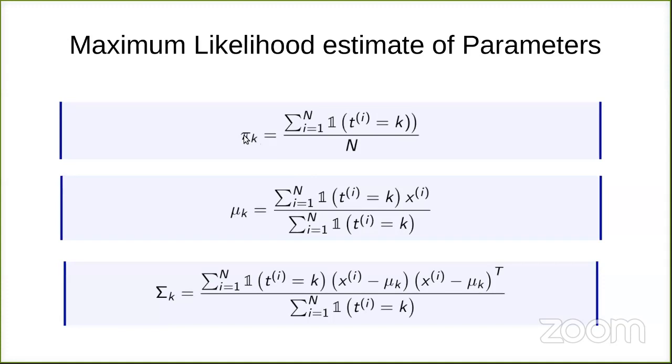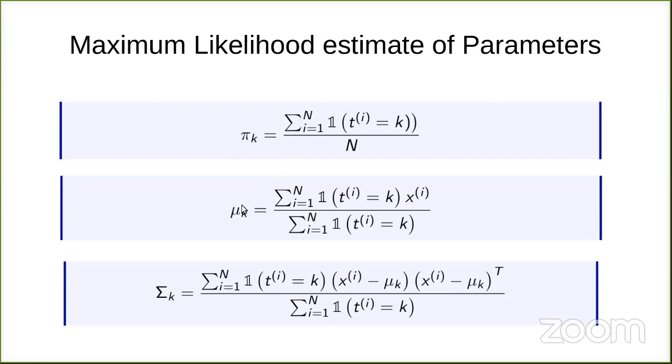Over here, pi k is the prior probability of some data point belonging to class k. This one is an indicator function, which is one if the term inside is equal, and otherwise it is zero. If we sum over i equal to 1 to n, so we have n data points in our data set, we sum over all the data points and over this indicator function. The inner term will be the number of points that belong to class k, and then we divide it by the total number of samples. So this gives us the prior probability of data belonging to class k.